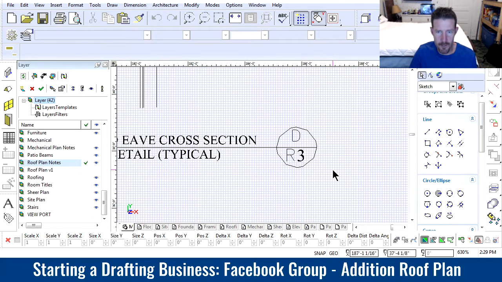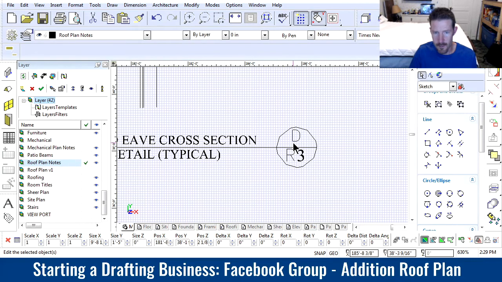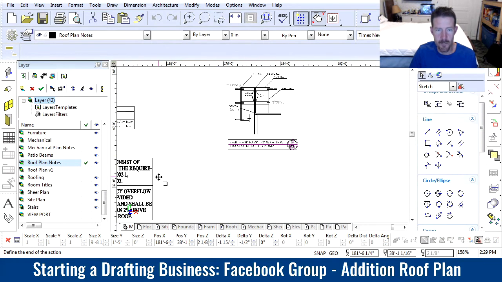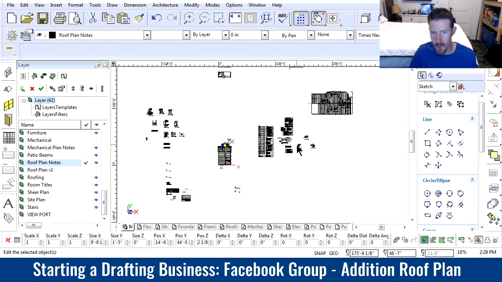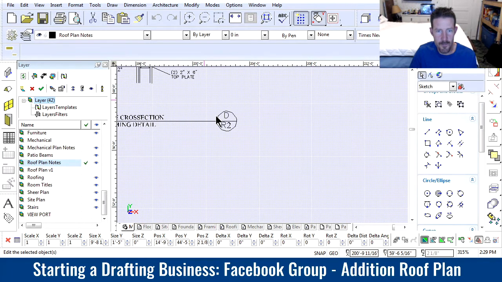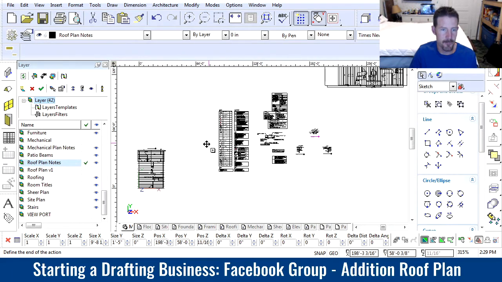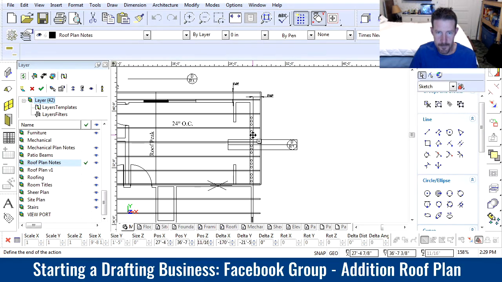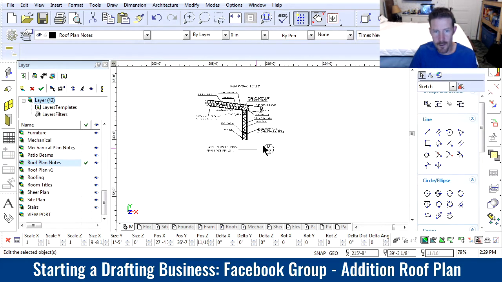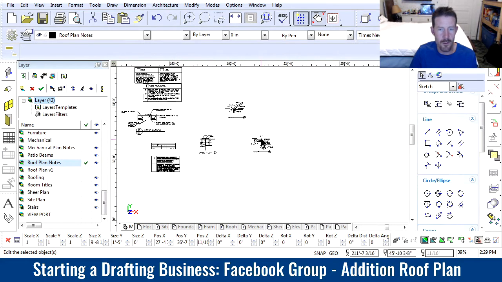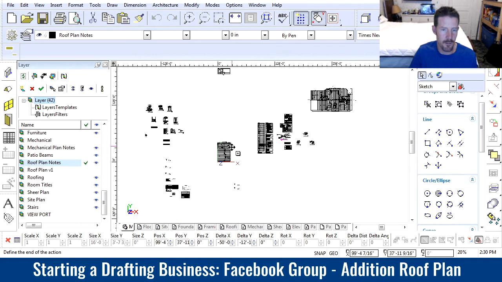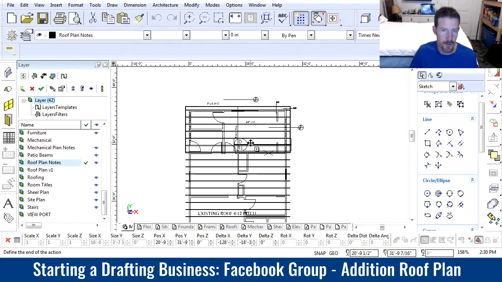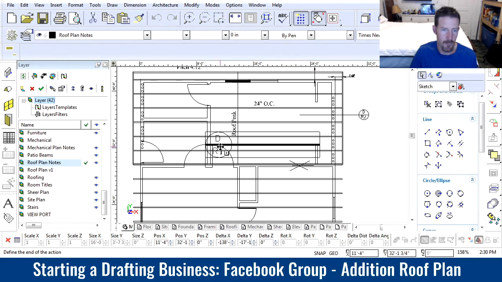Okay, we need a DR3. That's the back. So it's back here. We need a DR2, which is the side. Right here. We need the detail. Wait, yeah, that's the right one. DR1. That's the attic access. We should put that in the laundry room.